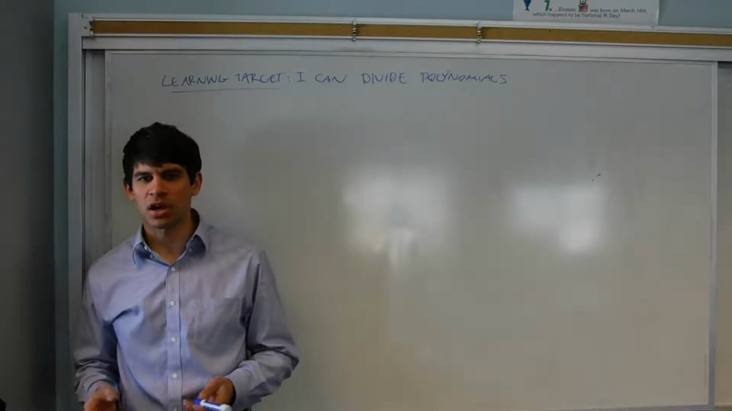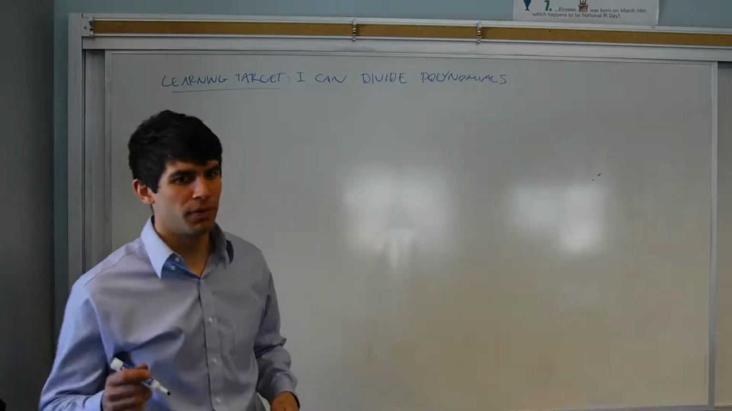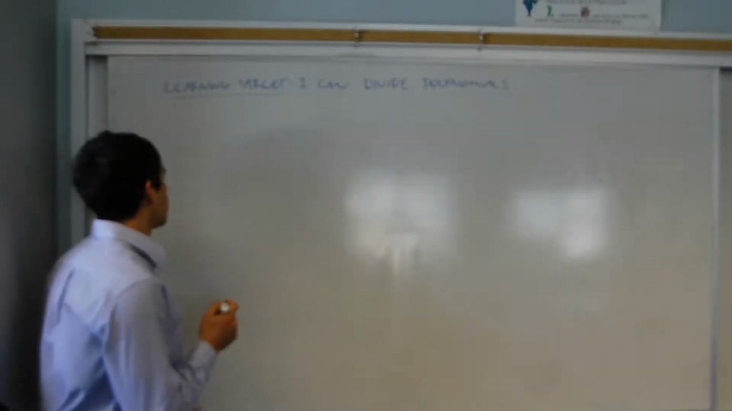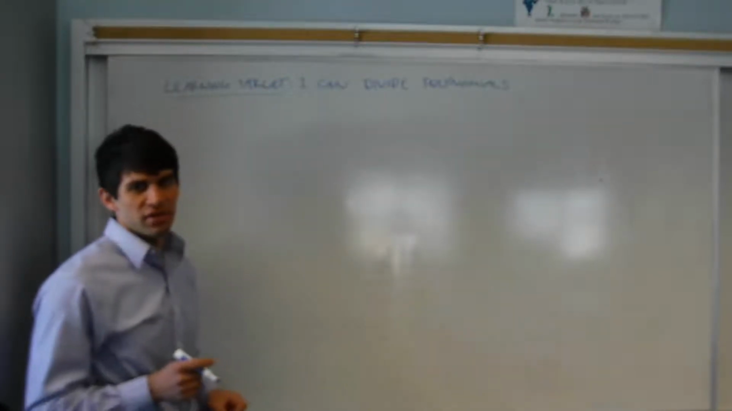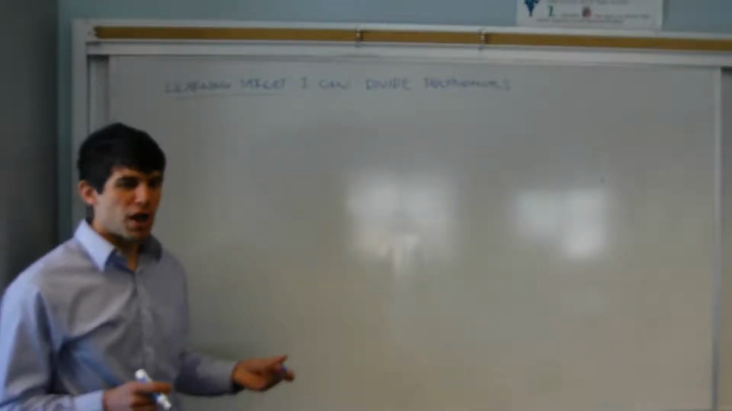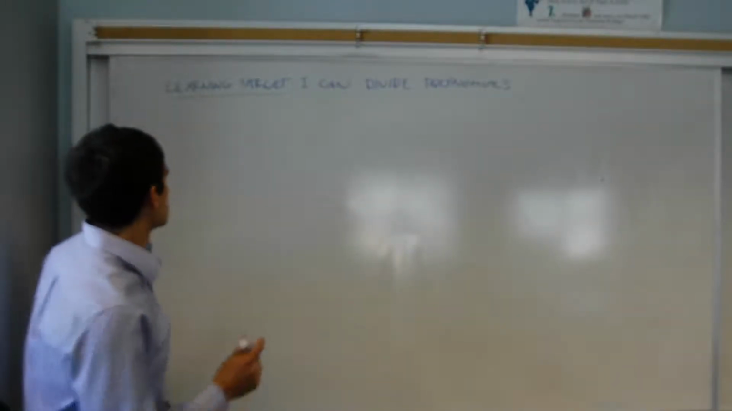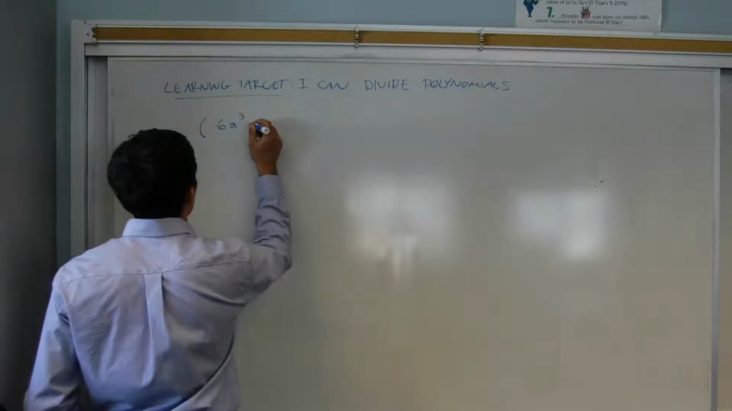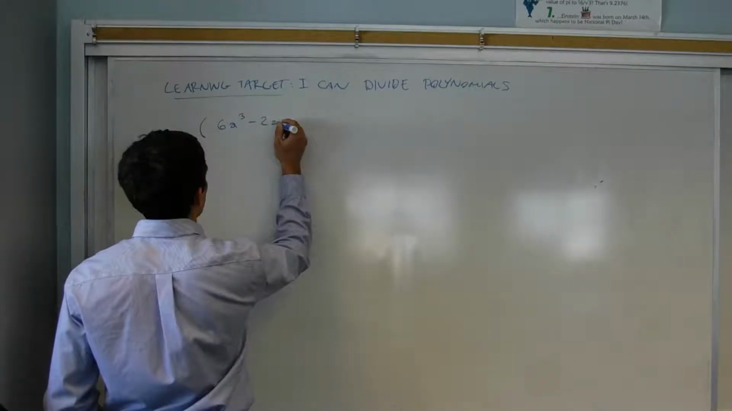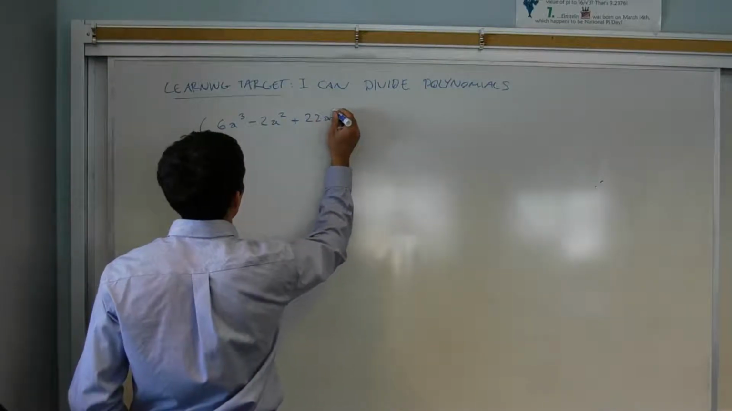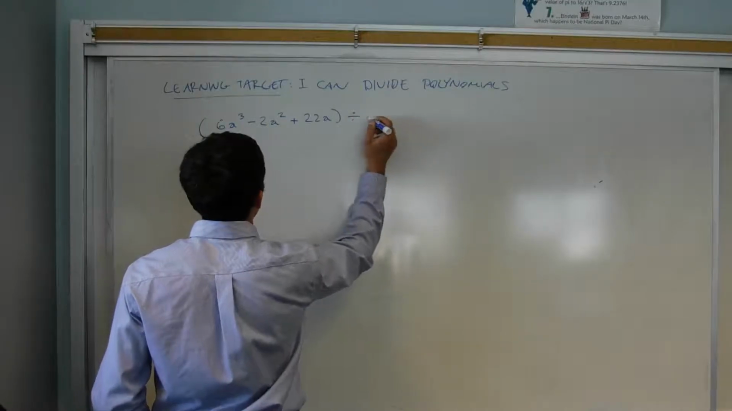So I just wanted to start by going over a very simple example, which would be if we're dividing a polynomial by a monomial. So recall that a polynomial is any expression with two or more terms, whereas a monomial is just one term. So let's do, for example, let's say 6a cubed minus 2a squared plus 22a, and we'll divide that by 2a.